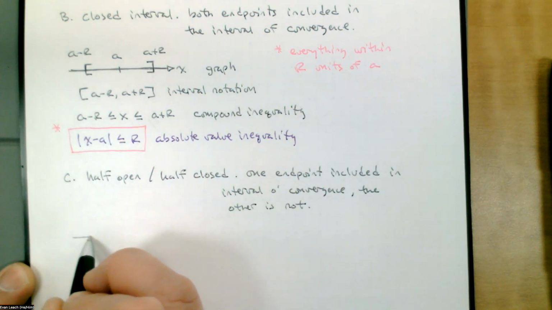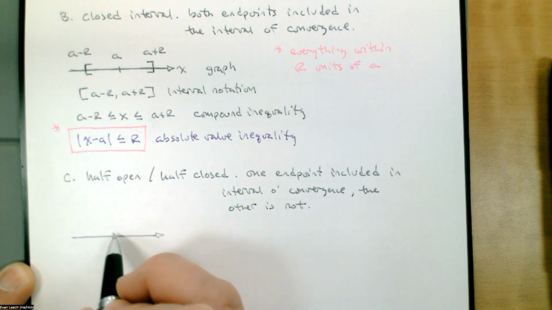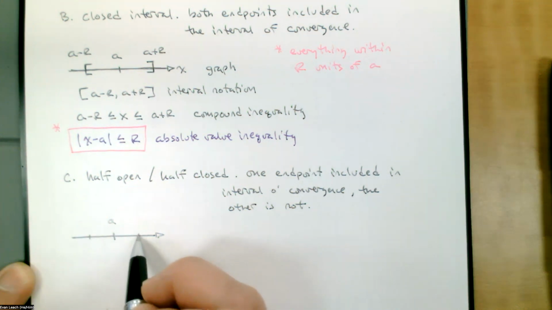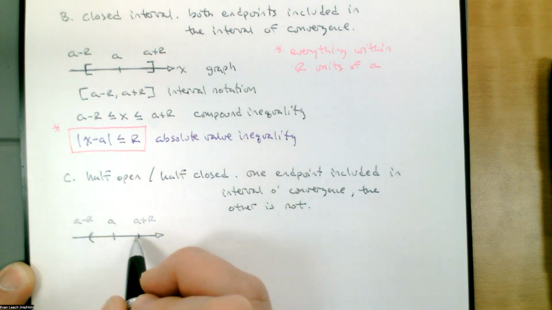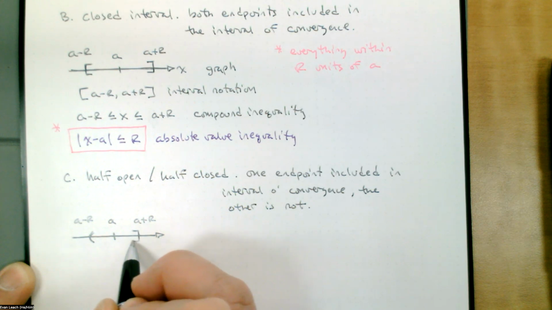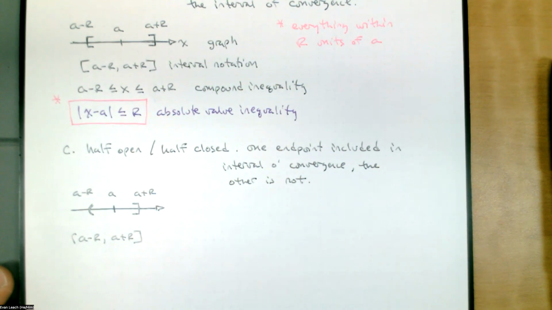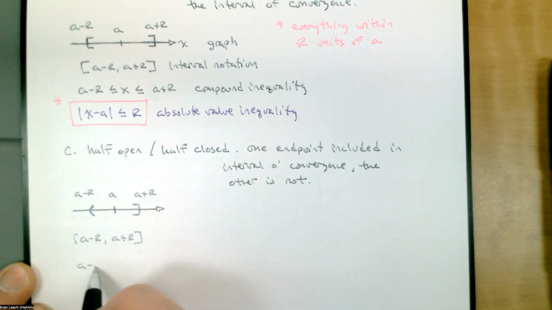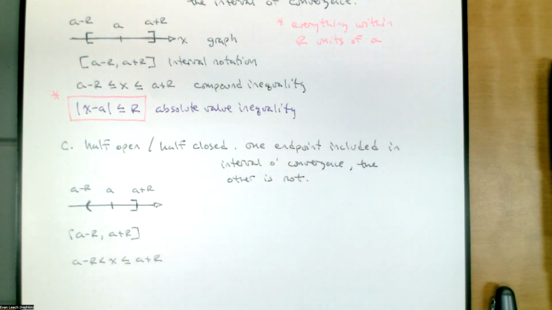So it could be that we don't include the bottom, but we do include the top. So we have a minus R is not included in the interval of convergence, but a plus R is included. In a compound inequality, x will be strictly greater than a minus R, but less than or equal to a plus R. Or it could be flipped the other way around.